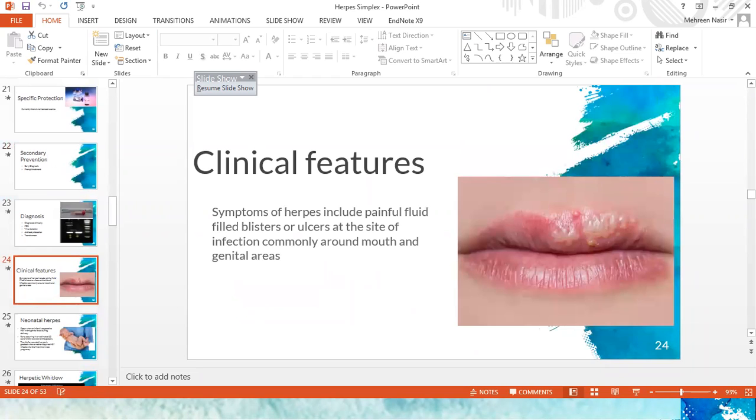Clinical features. Symptoms of herpes include painful fluid-filled blisters or ulcers at the site of infection, more commonly around the mouth and the genital areas, but they can be anywhere in the body and can also be at pharynx and nasopharynx.